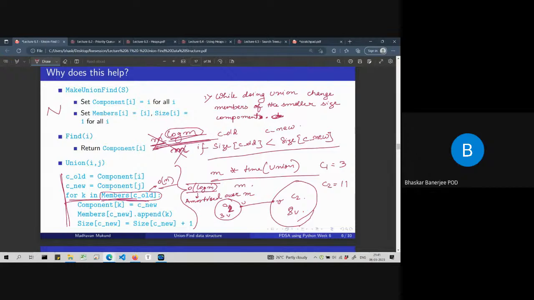The thing is, see, it is not like that. That depends on the operation. Union is not like that. Why it is not like that? Just think on your own.